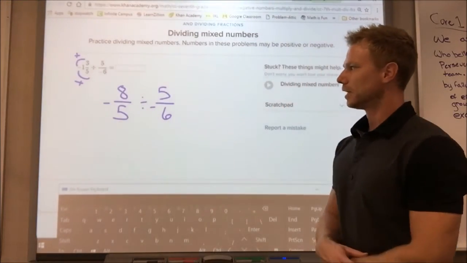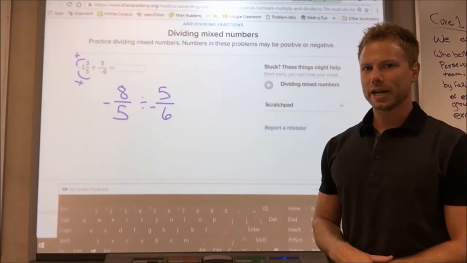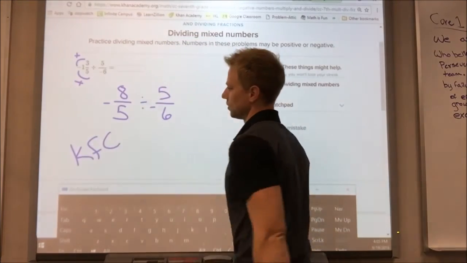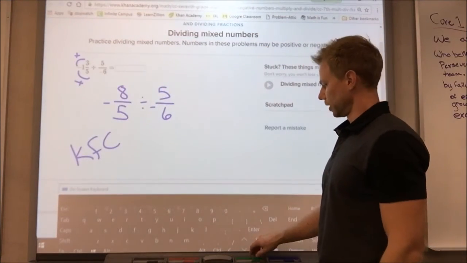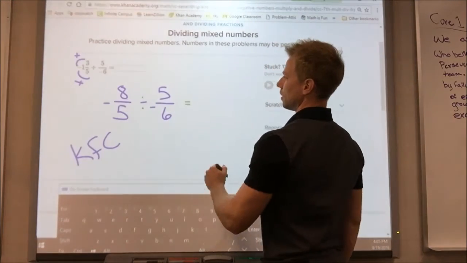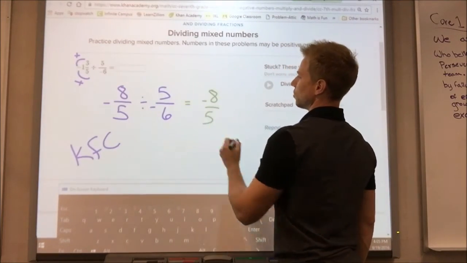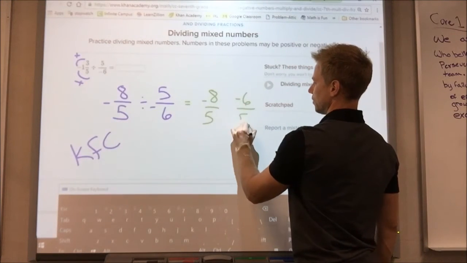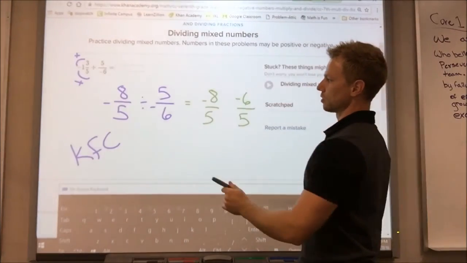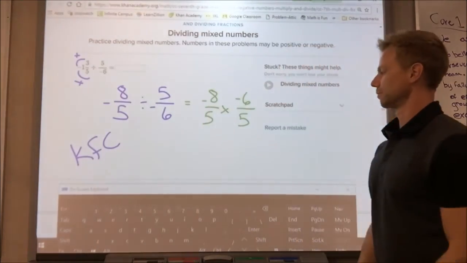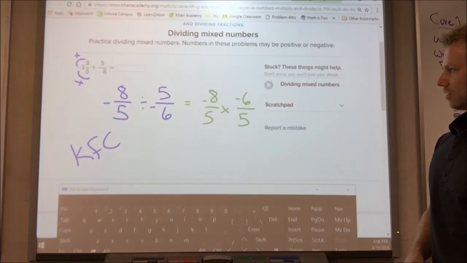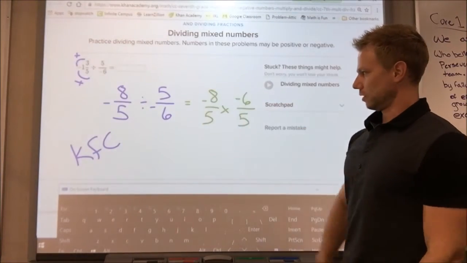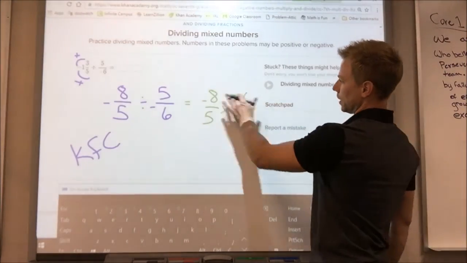And then we're dividing. But we never divide fractions. So we have to do K, F, C. All right, so we're going to keep the first fraction how it is, negative 8/5. We're going to flip the second fraction into negative 6/5. And then we're going to change division into multiplication. Okay? Then I look at my fractions and see if there's anything I can cancel. Doesn't look like anything's going to cancel, so then I multiply straight across.